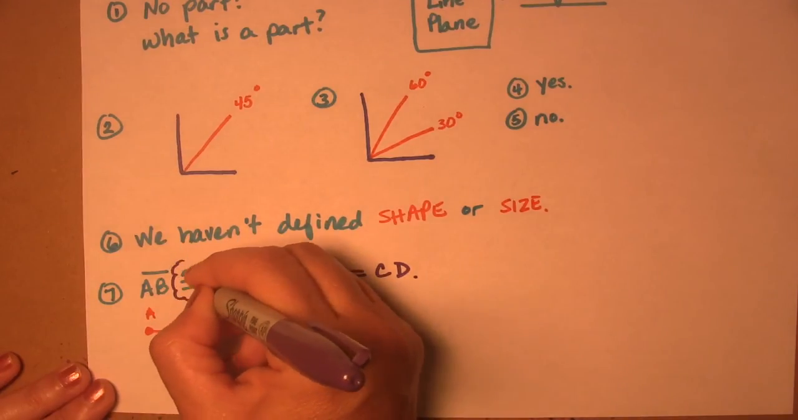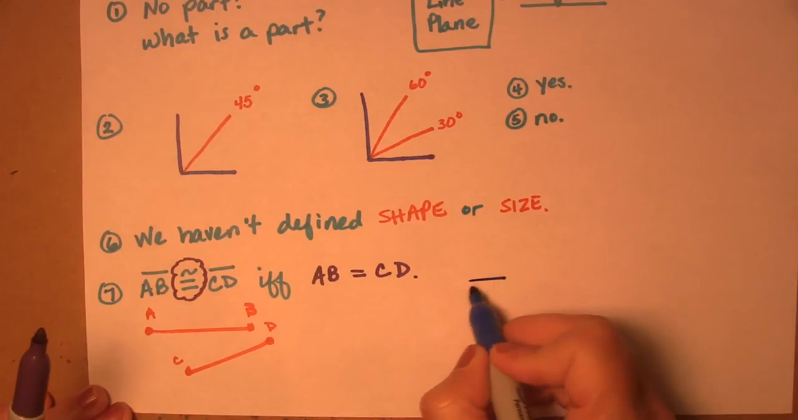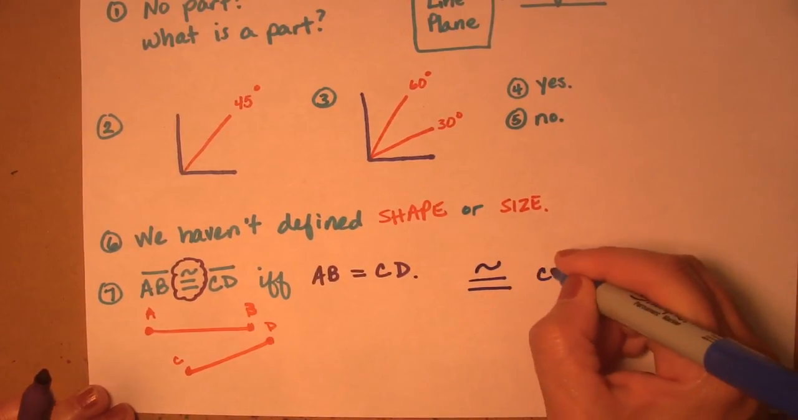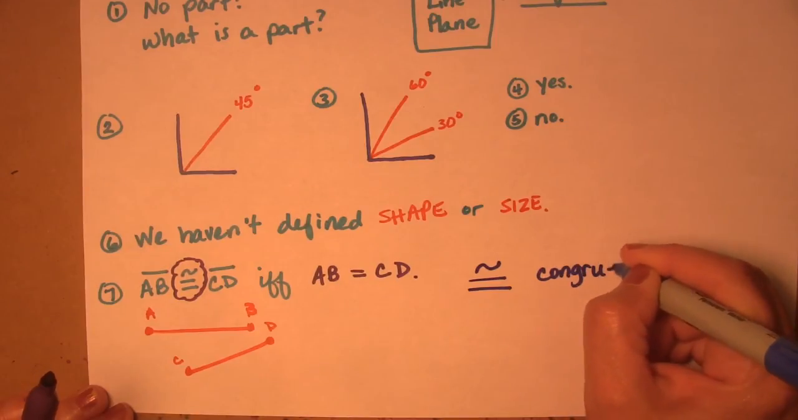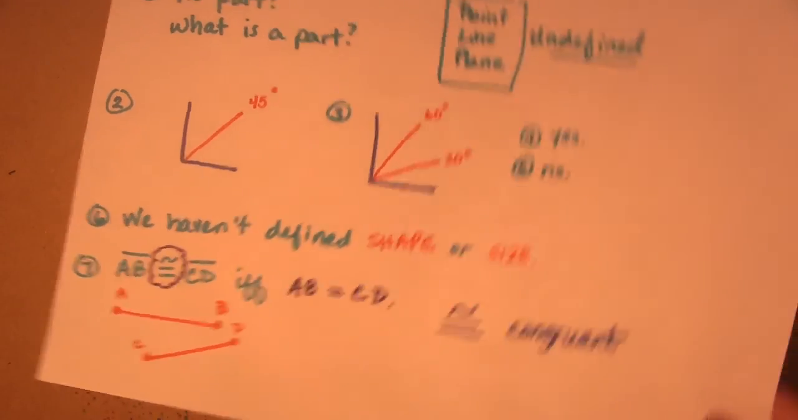Please notice the little sign for congruence. It is an equal sign with a little squiggly on top, and that means congruent. Congruent. Okay, number 8, we get to draw Fred's face, which of course I find very entertaining, but also a little bit hard.